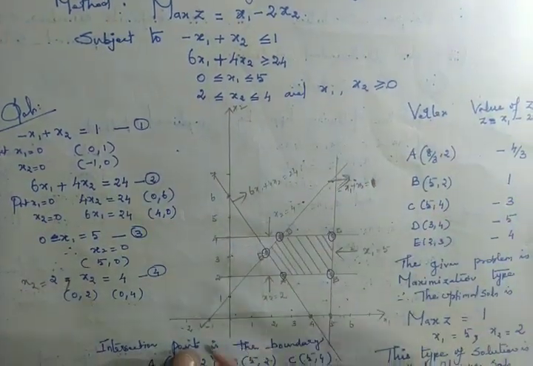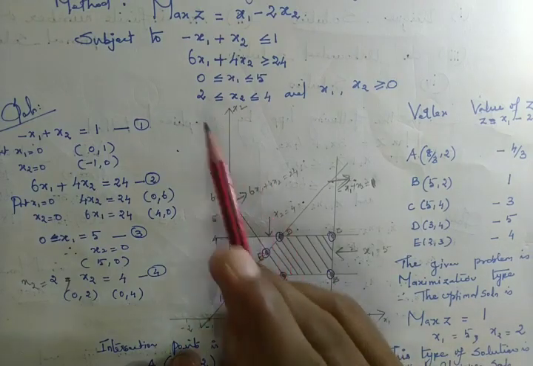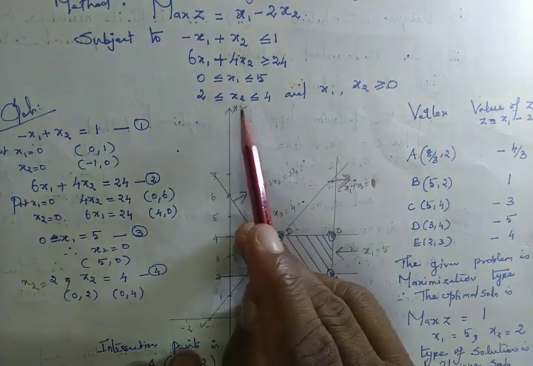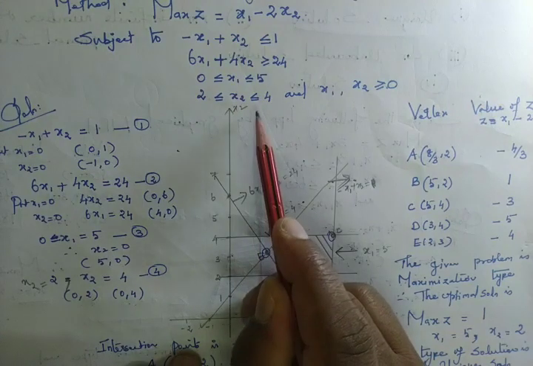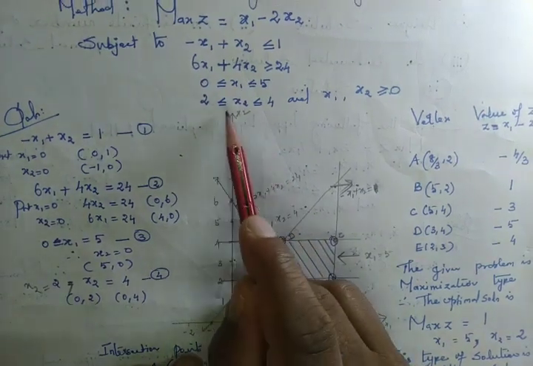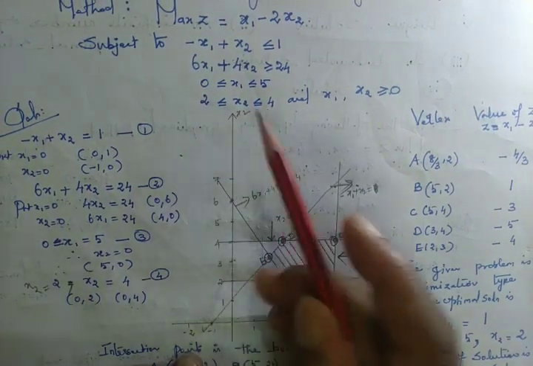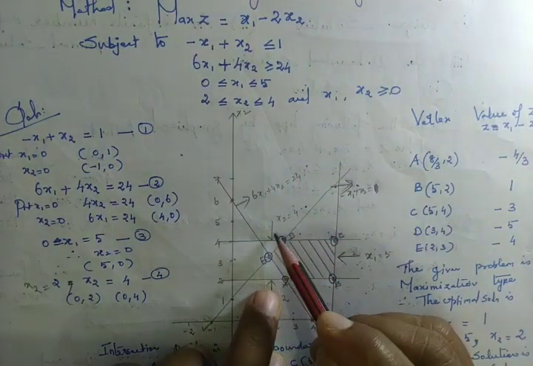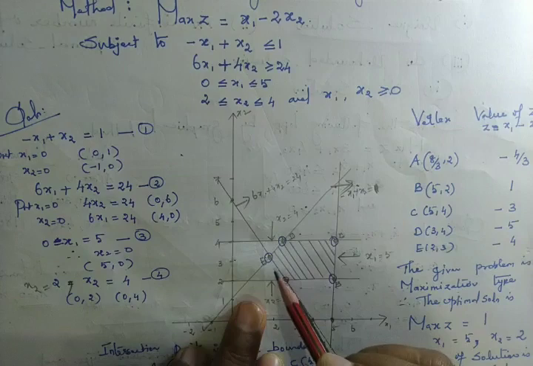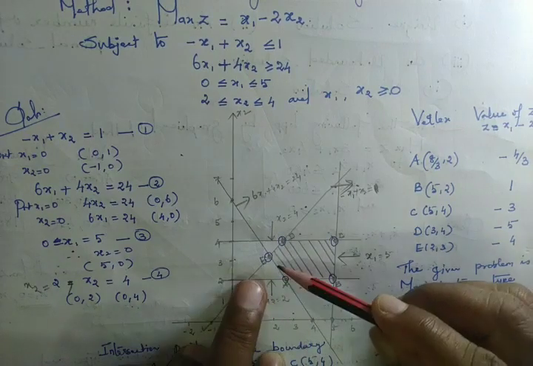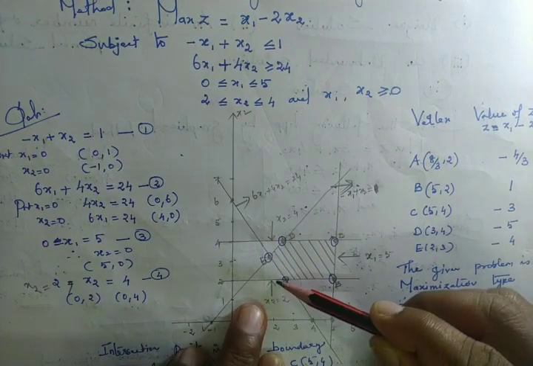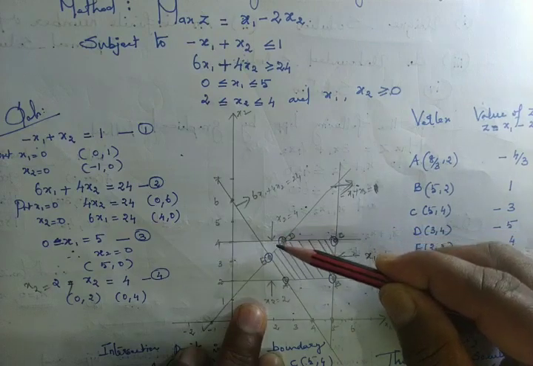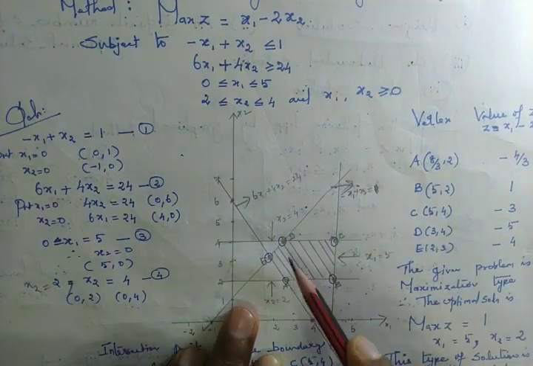Now the last one is x2. x2 lies in between: 2 is less than or equal to x2, which is less than or equal to 4. So x2 has a lower limit of 2 and an upper limit of 4. Therefore x2 lies in between 2 and 4, and your region lies in this.